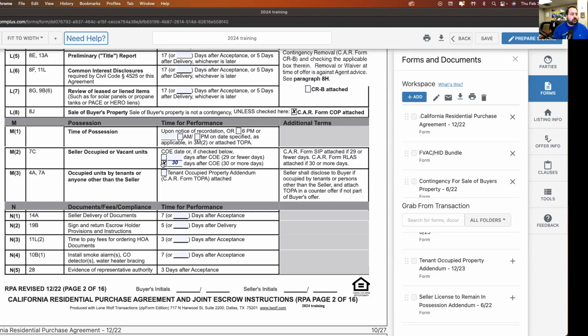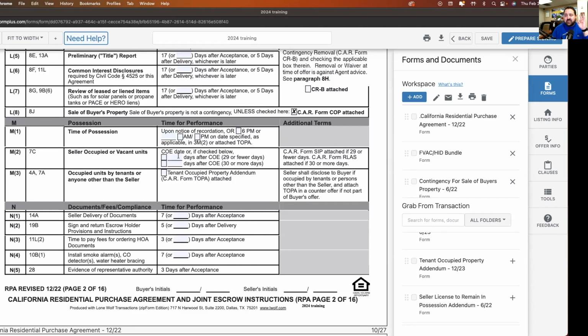Okay. So, for you as buyer's agents, I would leave this alone, this recordation. You don't need to change any of this stuff, okay? Unless it's a tenant-occupied property and you can deal with that. But leave it alone. The default for time of possession, done. But seller-occupied or vacant, close of escrow date, or if checked below, this is where we're going to put it in.